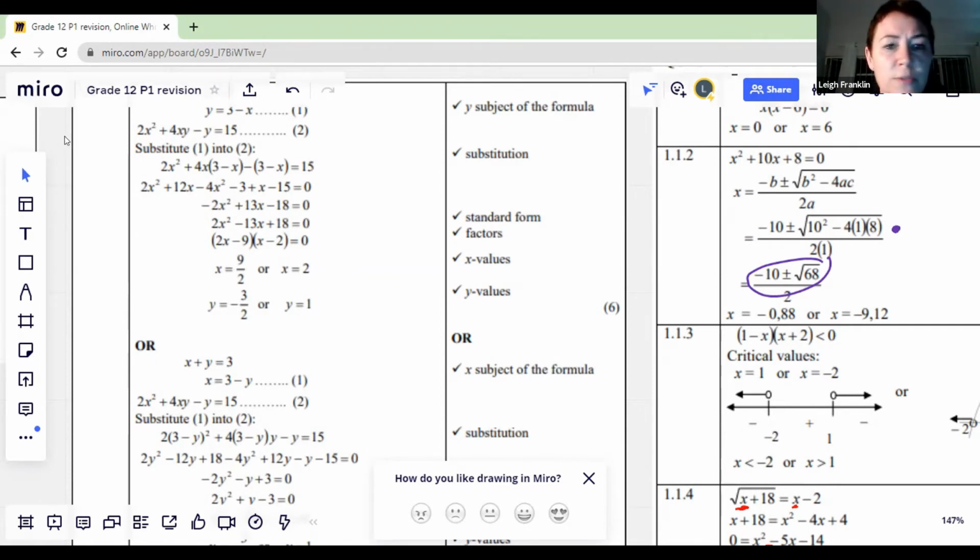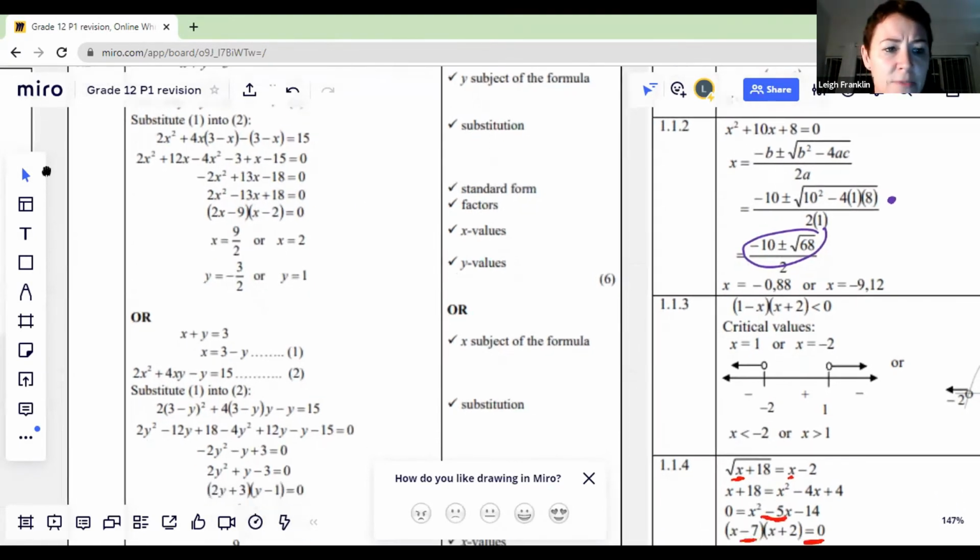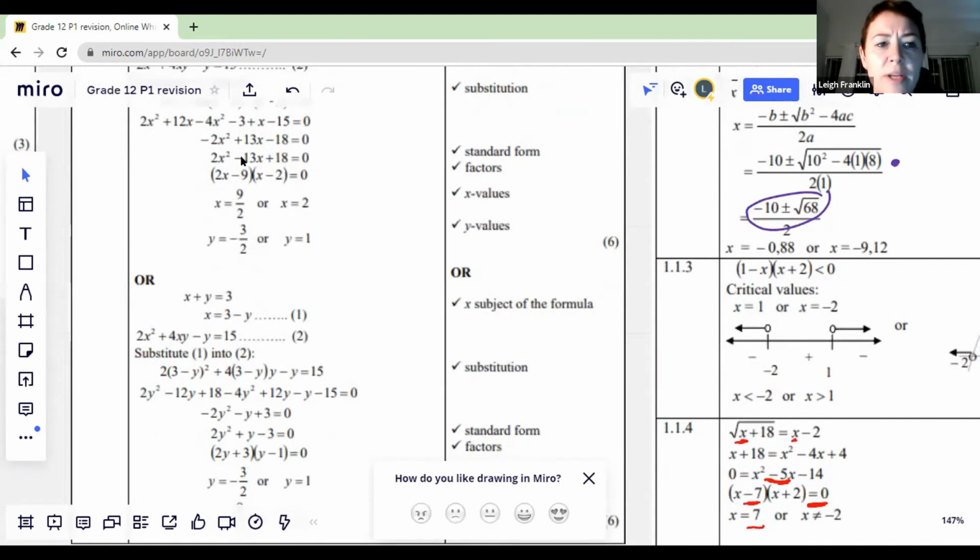Okay, so then you would have got 1 mark for making either x or y the subject of the formula, another mark for substituting in, and a mark for standard form. So if you solved for x first, you would have had 2x squared minus 13x plus 18. If you solved for y first, you would have had what Ayomida and I had, which was 2y squared plus y minus 3 equals 0.